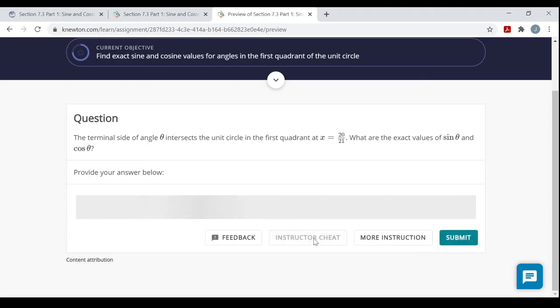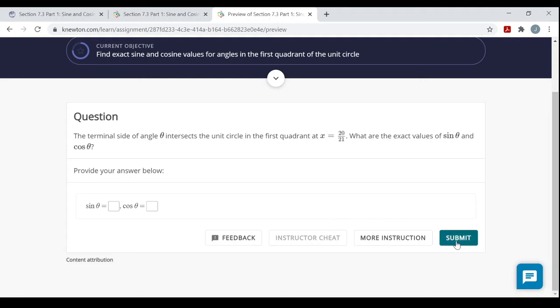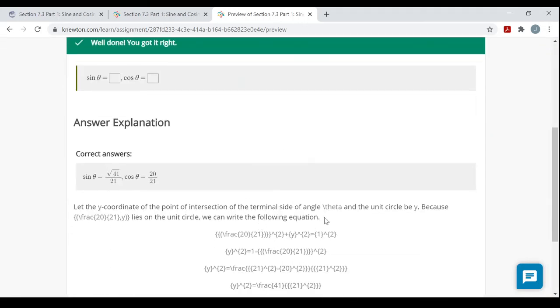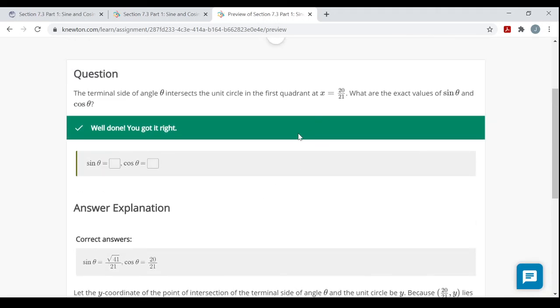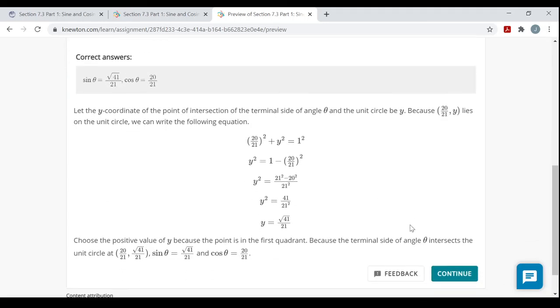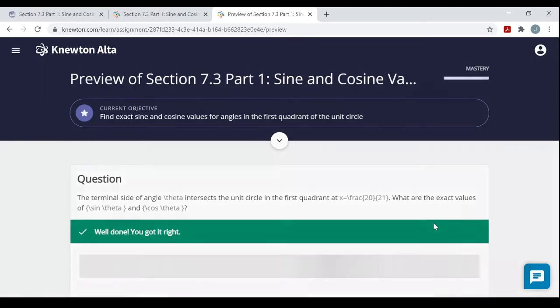So I'm gonna do my little instructor cheat so you can just see the answer, and you can verify it for yourself if you wish. Like I said earlier, the 20/21 would be the cosine, and then the missing y-coordinate would be the square root of 41 divided by 21. All right. And I believe that is all.